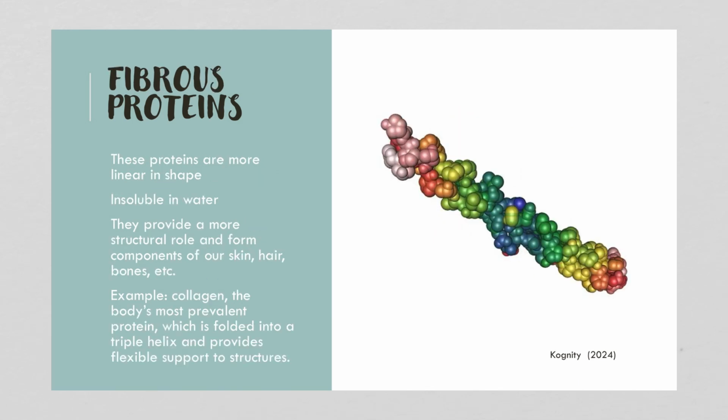Fibrous proteins, on the other hand, are more linear in shape, and they are insoluble in water, and they provide a much more structural role in the body and within the cell, and they will form components of our skin, our hair, our bones, and so on. So one example is collagen. It's the body's most prevalent protein in the body. It's folded into a triple helix and provides flexible support to structures.